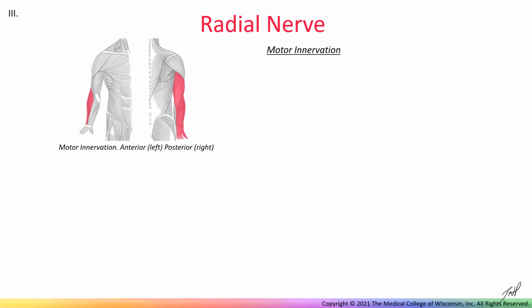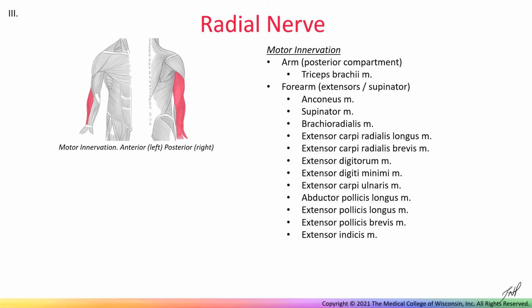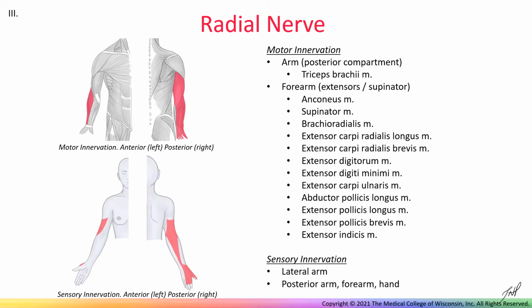The radial nerve innervates all muscles in the posterior arm and forearm. In the arm, this means the triceps brachii muscle. In the forearm, the radial nerve innervates all the muscles in the posterior compartment of the forearm, which work together to extend and supinate the hand. The radial nerve receives sensory information from the lateral part of the arm and a strip of skin down the length of the posterior arm, forearm, and hand.